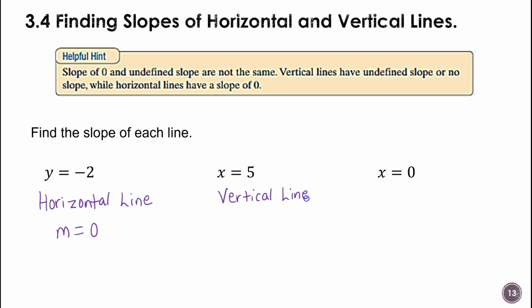Vertical line, slope is undefined. I don't usually say m equals undefined. You could say m is undefined if you want to say it that way. X equals 0 is also a vertical line. It happens to be the y-axis at x equals 0. And so this slope is undefined. I'll say it this way: m is undefined this time.